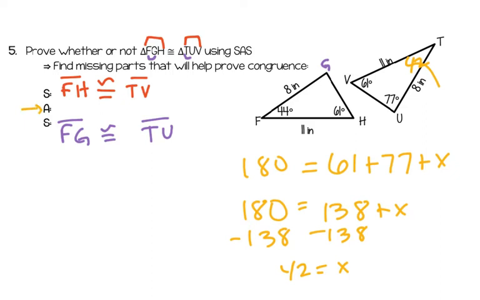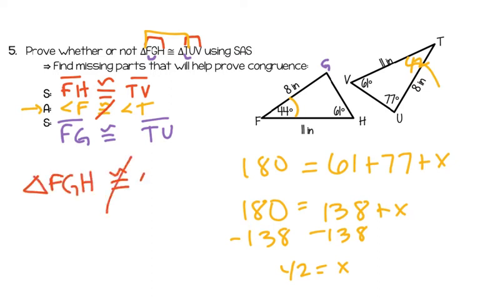Now, the thing that I've left out is I've left out my angle right there. And if I look at what I'm trying to do, I'd have to say that angle F is congruent to angle T, if that's true. So angle F has to be congruent to angle T. But if you notice, we just got done saying it's not. So it's not congruent.